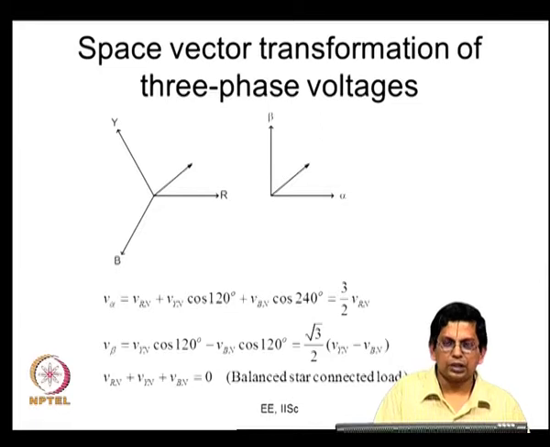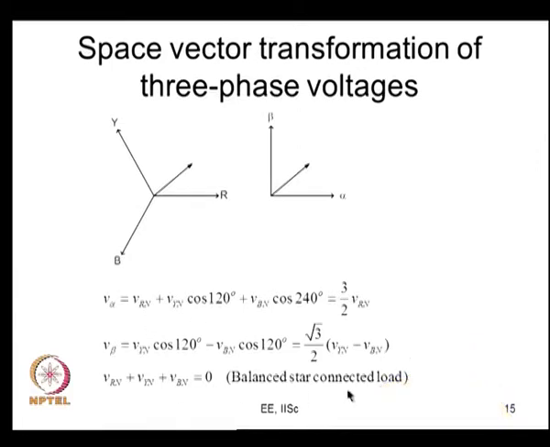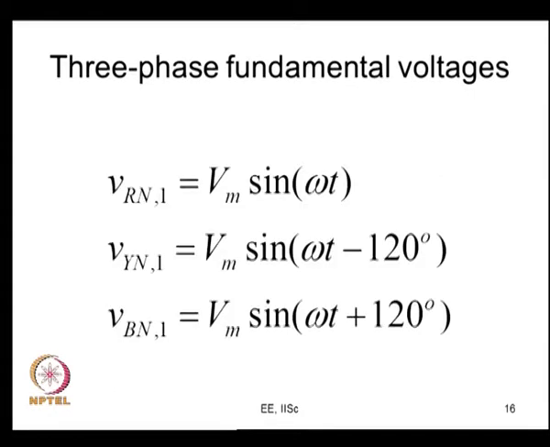Again, you can do the same thing on the 3 phase voltages. So, you have VRN, VYN and VBN, and when we have balanced load, we have VRN plus VYN plus VBN is equal to 0, balanced star connected load. So, you can write your V alpha like this as 3 by 2 times VRN and V beta as root 3 by 2 times VYN minus VBN. This is the space vector transformation of 3 phase voltages, which we had seen in some earlier lectures now.